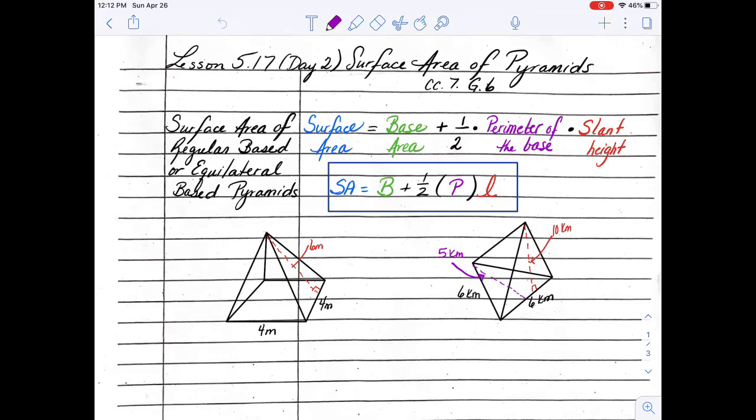Okay, today we're going to be looking at day 2, our surface area of pyramids. So this should be our last lesson on surface area. So very much like when we're talking about our prisms and our cylinders and our cones, we're going to be looking at our pyramids. Now really there's one formula for the regular based or equilateral based pyramids, and there's another because there's a slight difference when we're talking about our rectangular pyramids.